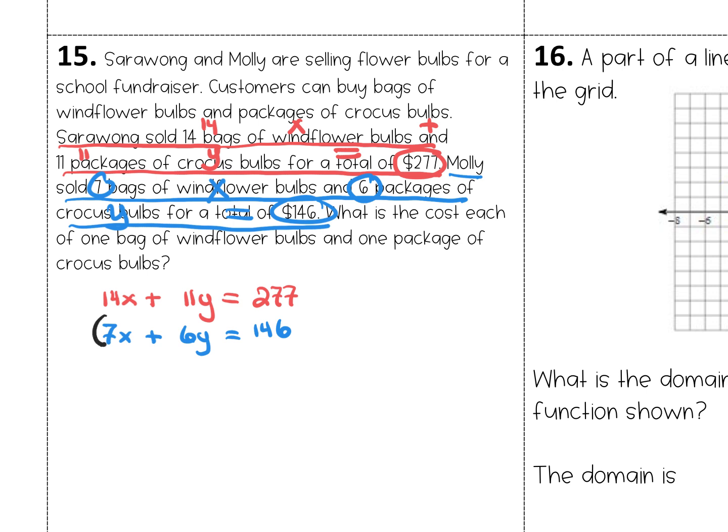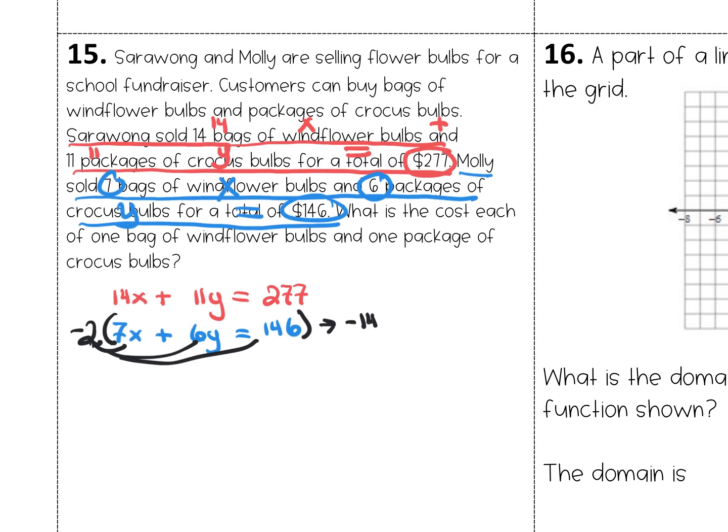I'm going to choose to multiply the bottom equation by a -2. -2 times 7 is going to make a -14. Those things will cancel out for me. So I'm going to multiply by a -2. When I distribute this -2 across to everyone in here, I get negative 14x minus 12y equals negative 292. And I'm just going to copy down my other equation: 14x plus 11y equals 277.